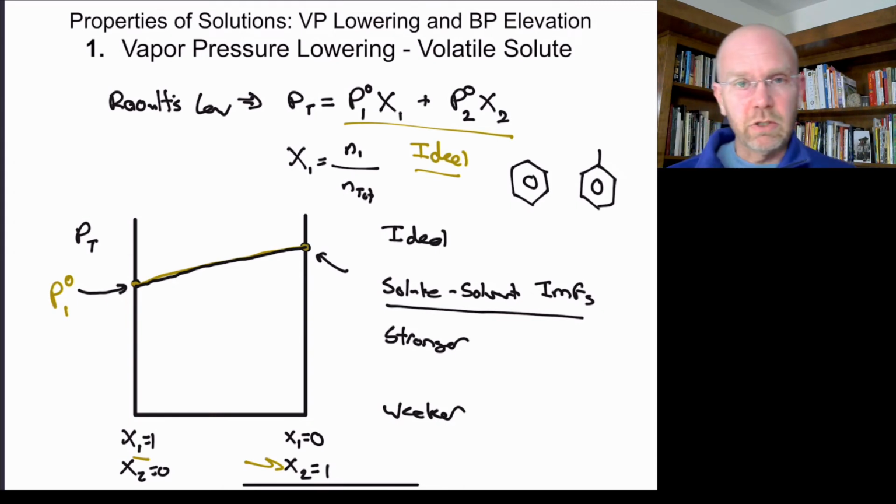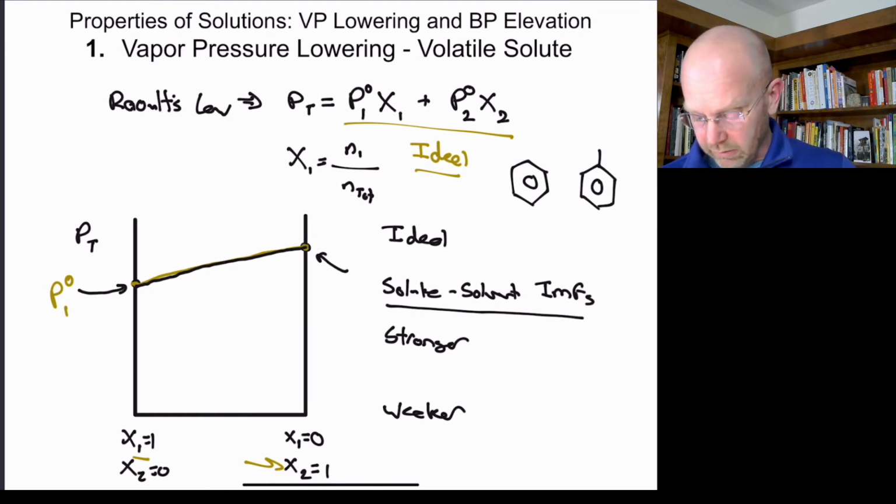And that's because those molecules are so similar. Their intermolecular forces are really similar. A benzene-benzene intermolecular force is really similar to a benzene-toluene intermolecular force, which is really similar to a toluene-toluene intermolecular force. So that's known as an ideal solution.